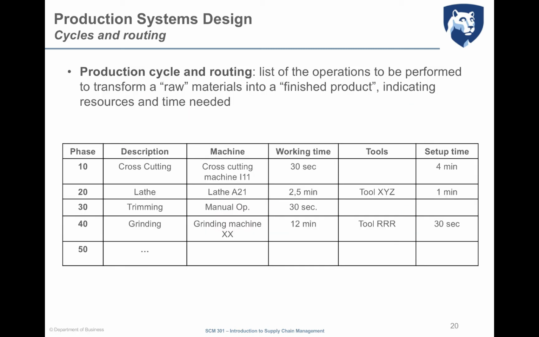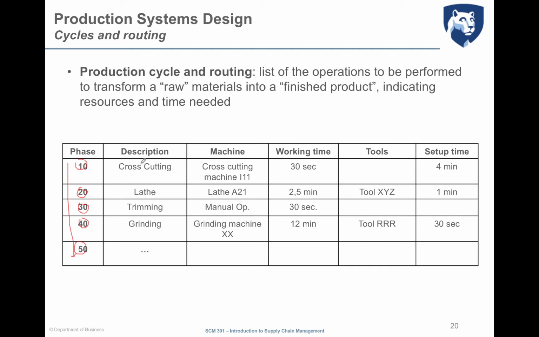Then, once you know which type of approach you want to use to manage the delivery time, you can then design what is called production cycle and routing. Production cycle and routing is no other than the list of the operations that need to be performed to transform raw materials into a finished product in the production system. You see here, this should be clear from this table. These are the phases, so phase 1 or 10, phase 2, 20, 30, 40, 50, and they come in chronological order.